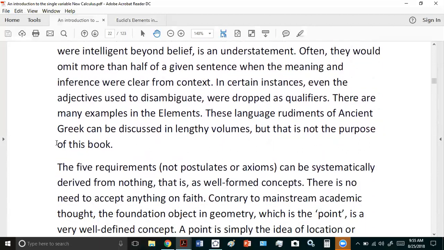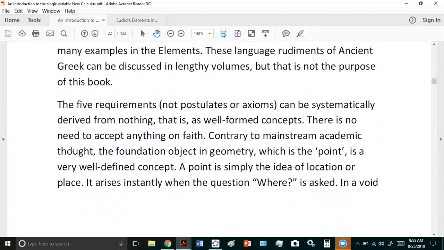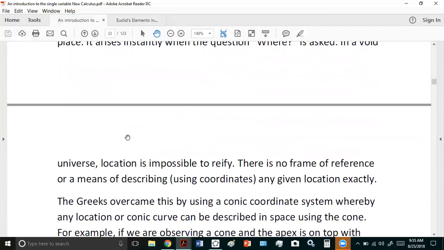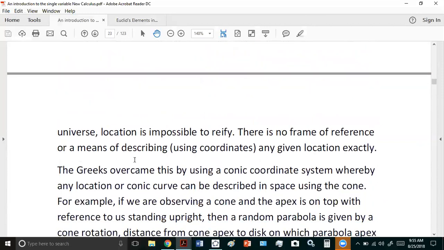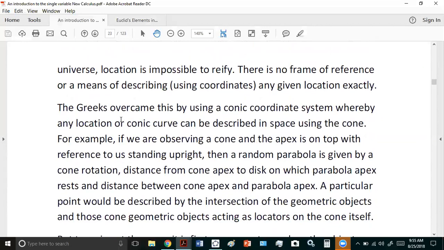continue with the 5 requirements that can be systematically derived. And we start off with the idea of a point. It's simply the concept of location or place, and it arises instantly when the question "where" is asked. Okay, so in a void universe, location is not possible to reify. There is no frame of reference or a means of describing, in other words, a coordinate system, any given location exactly. How did the Greeks overcome this?